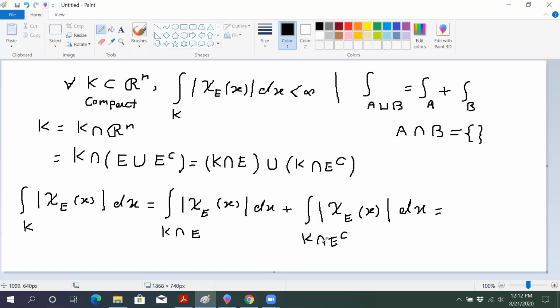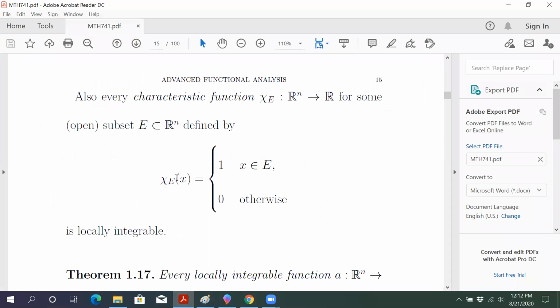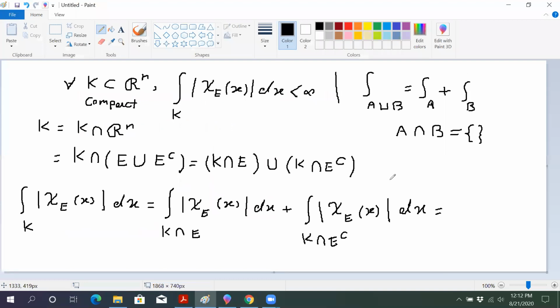Look at here, K intersection E complement. Do you agree with me? This is a subset of E complement. It means here x does not belong to E. When x does not belong to E, the value of this function is 0. So this integral is 0 because we are integrating on K intersection E complement, a subset of E complement, where x does not belong to E. So the value of this function is 0.